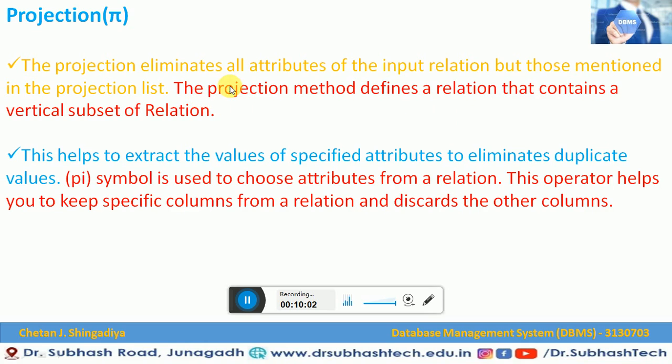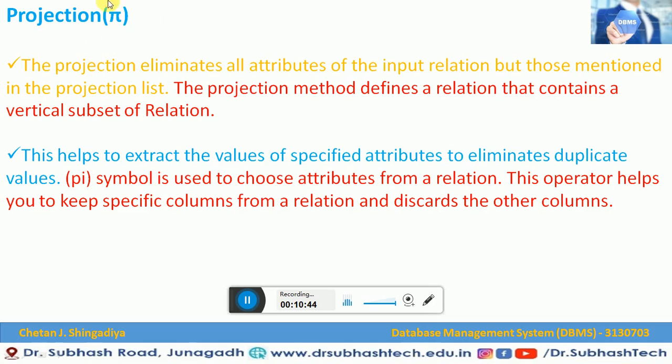This is a very important line. The projection operation defines a table that contains a vertical subset of a relation. That means whenever we write a procedural query with the use of the projection operation, the output is always a vertical subset of the relation, or we can say columns of that relation. One more important thing, this helps to extract the values of specified attributes and eliminate duplicate values. So this is once again an important point.